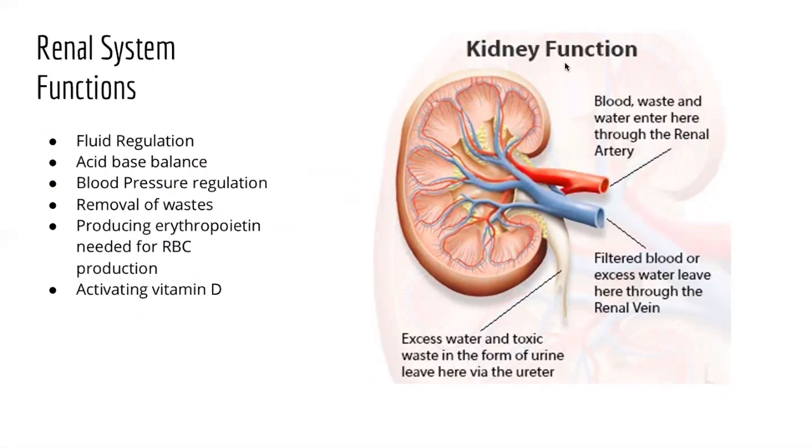So again, we can see the general flow here. Blood, waste, and water are going to enter through the renal artery. It's going to be circulated through the kidney and filtered, where it will then exit the renal vein and go back to the heart. Excess water and toxins will then leave out of your kidney through the ureters and then go into your bladder.